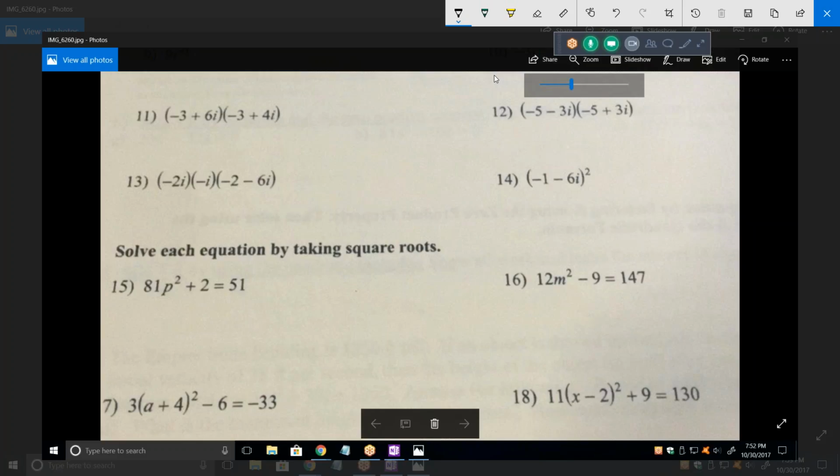Let's do one of these solving by square roots before I let you go. I know it's 8 o'clock, but I want to make sure we do at least one of these. Awesome. All right. Let's do 16.